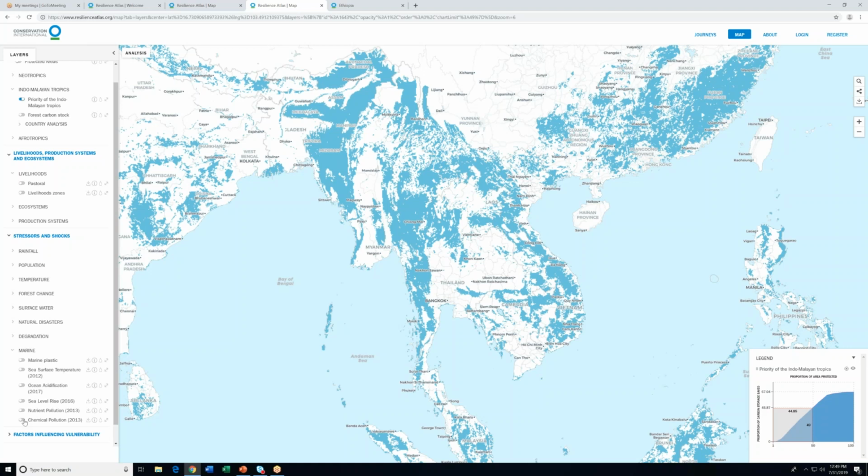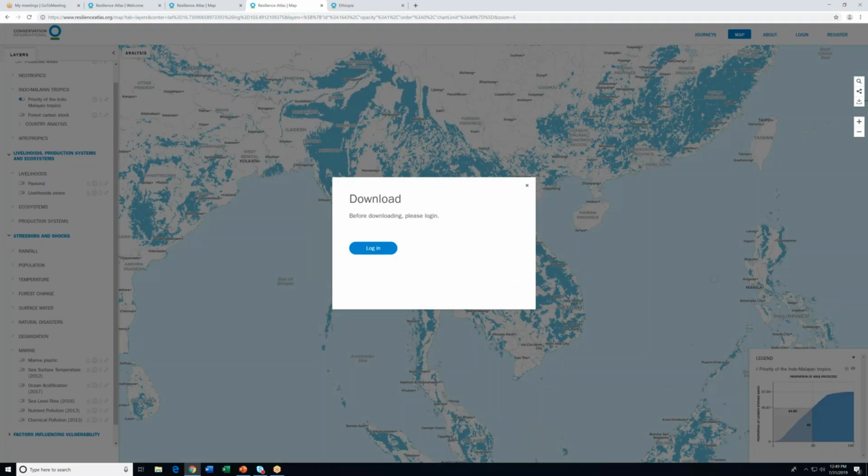Oh, yeah, I should have mentioned. So the login and register button are actually just the steps you have to do to download data layers. So if I try to, for example, just download this right now, because I'm not logged in, it'll just prompt you to do so. So then you'll have to create an account, and that's just because we track that on the back end.